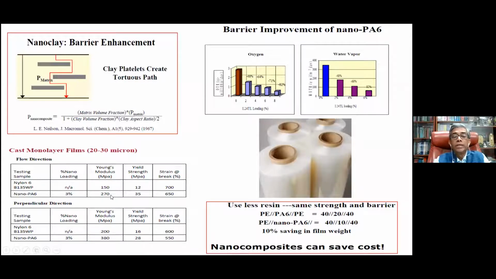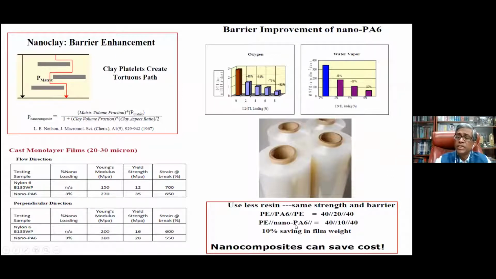loading has given Young's modulus change almost double, yield strength almost 3 times, but elongation or strain has decreased a little bit. Obviously, you are using filler, but any other filler would have decreased the elongation even more. Okay, so these are the cast films which have been tried, and then their barrier properties have been tested.